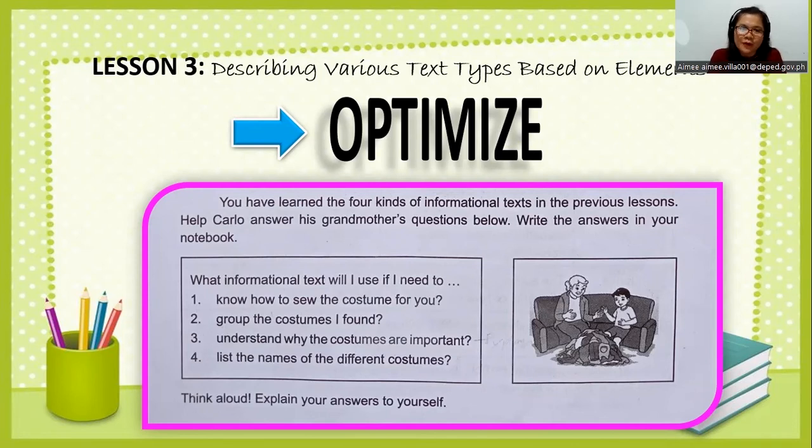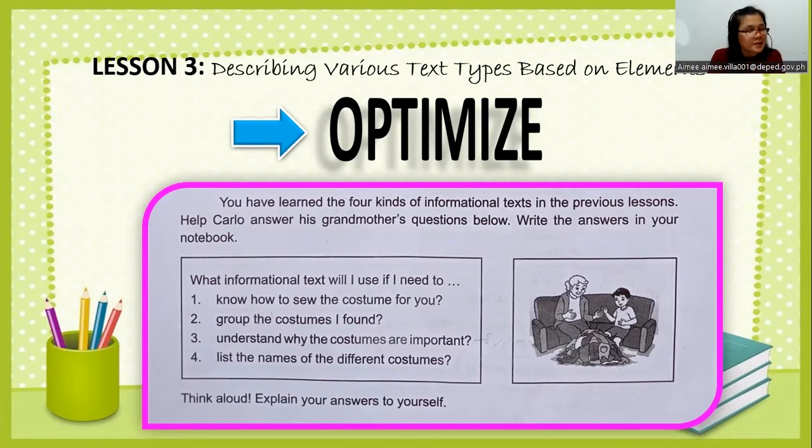So, what informational text will I use if I need to? Number 1. Know how to sew the costume for you. Okay, very good. We are going to use sequence. Okay, number 2. Do you know why? Because it tells different steps to follow. So it is sequence.